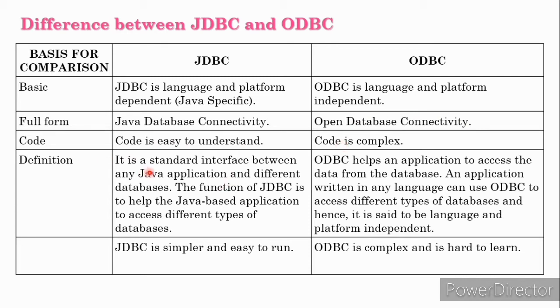JDBC is a standard interface between any Java application and different databases. The function of JDBC is to help the Java based application to access the different types of databases, and ODBC helps an application to access the data from the database. An application written in any language can use ODBC to access the different types of databases, and hence it is said to be language and platform independent. JDBC is very simple and easy to run, but ODBC is complex and hard to learn. Why? Because the code is complex here.